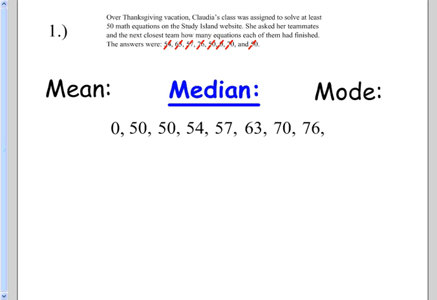We can cross out the smallest and the largest, the next smallest, the next largest, next smallest, and next largest. And what we're left with here are two numbers in the middle. Now they're not two numbers for the median. The median is one number. So we have to find out what's going to be in between 54 and 57.